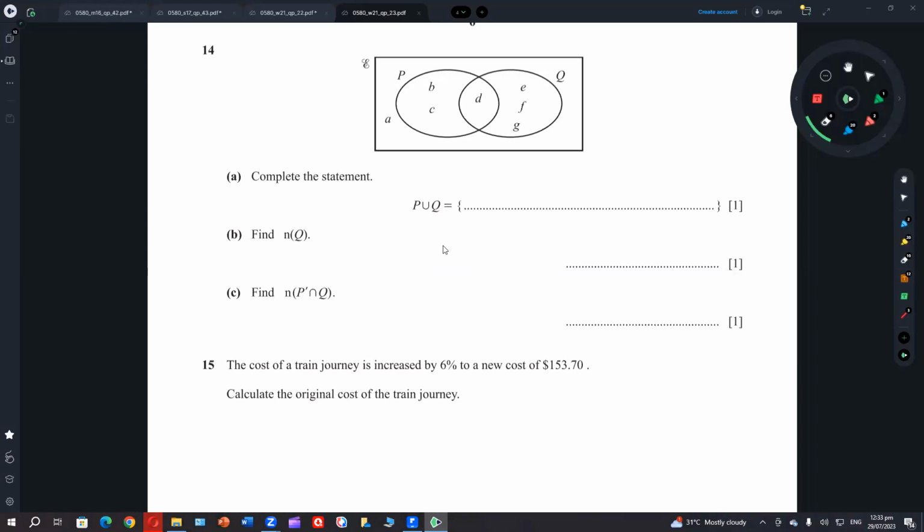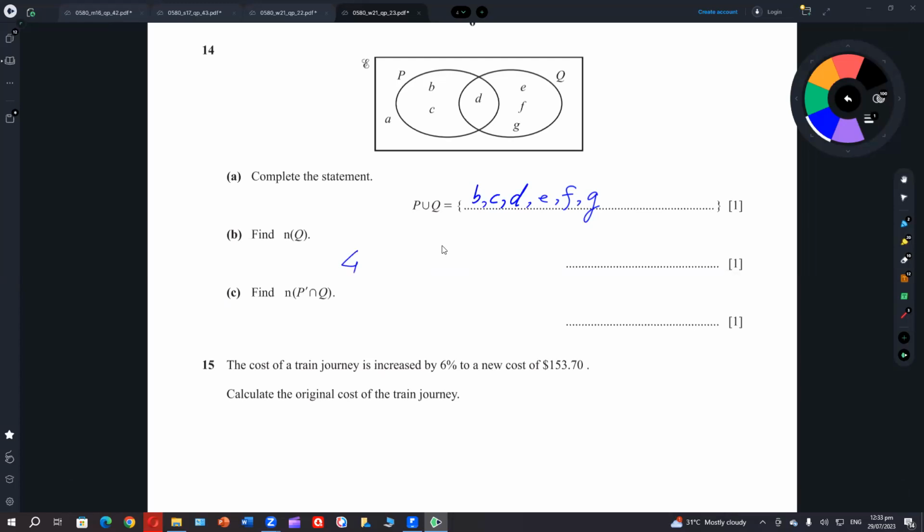So should I write all of them? Yes, except the A. Right. Very good. B, C, D. It's better to write in ascending order. If you do not, then it's not a problem, but it should be ascending. Okay. Find n of Q. 4. You count them, right? Yes.